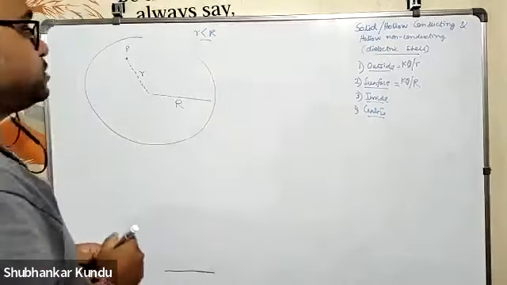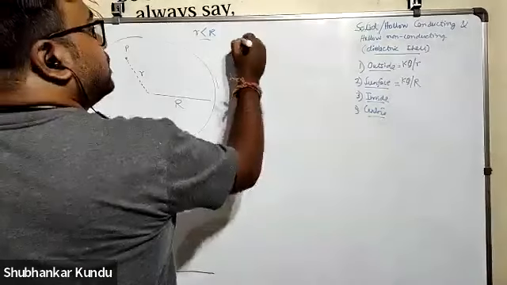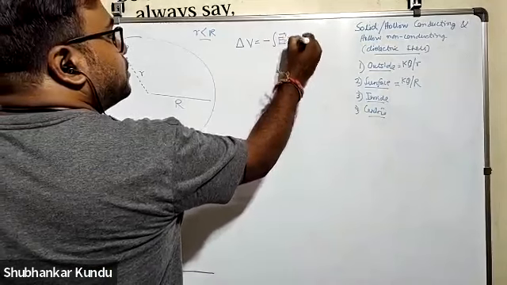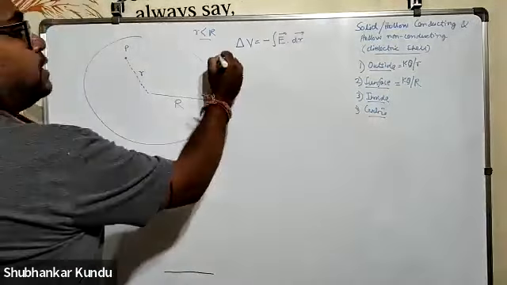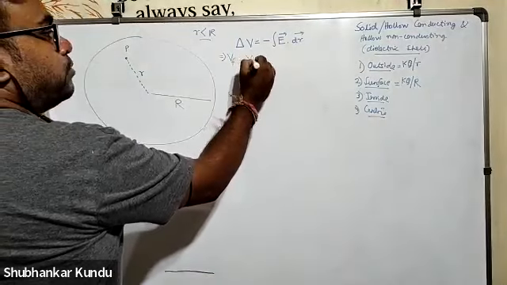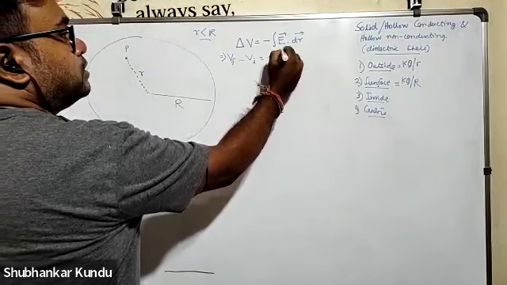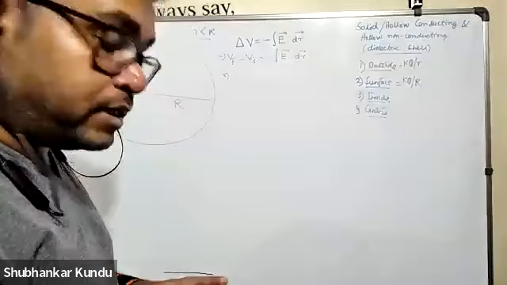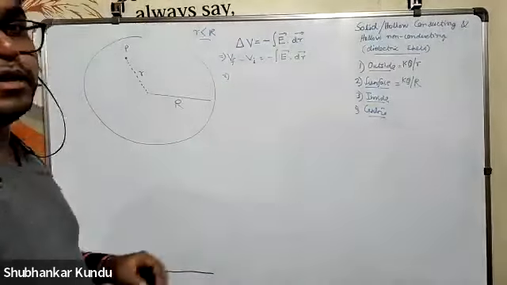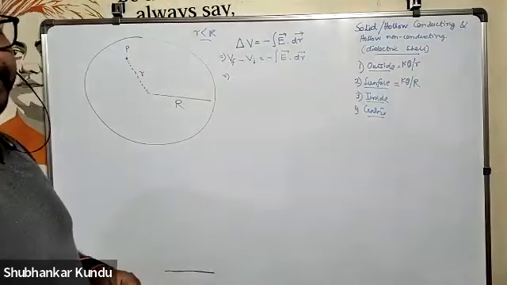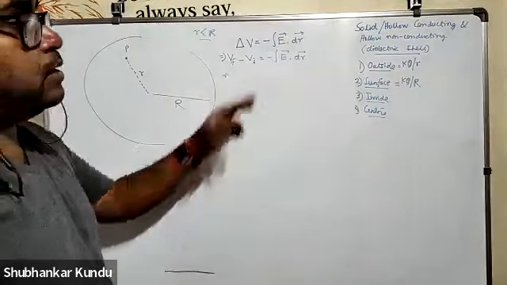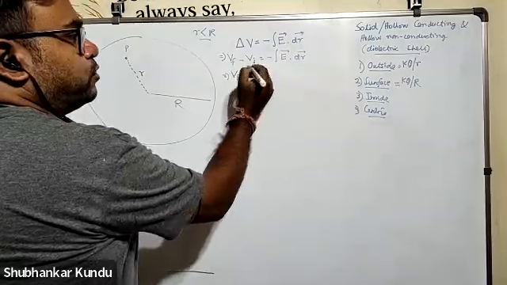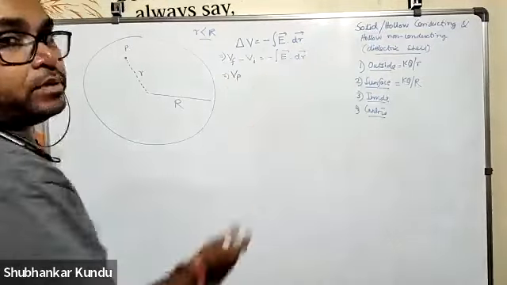Obviously, we'll be using delta V is equal to minus integration E dot dr. So for calculating delta V, it is V final minus V initial equals minus integral E dot dr. What should be the V final? The point we are calculating. We need to bring a charge from the initial to the final. I need potential at the point P. So if I make V initial infinity again, I can say Vp is equal to something like that.